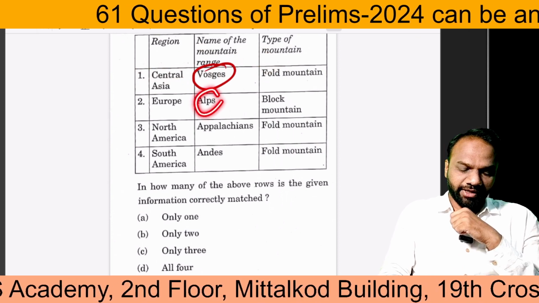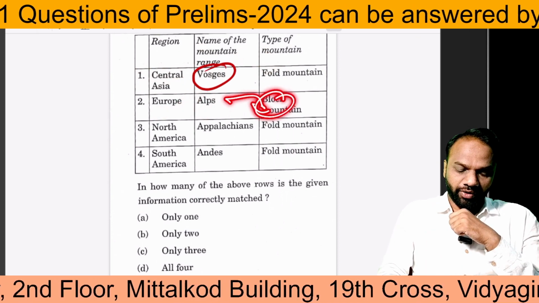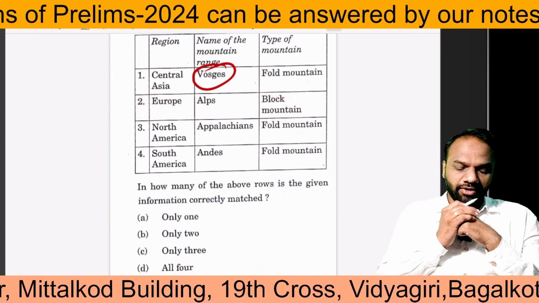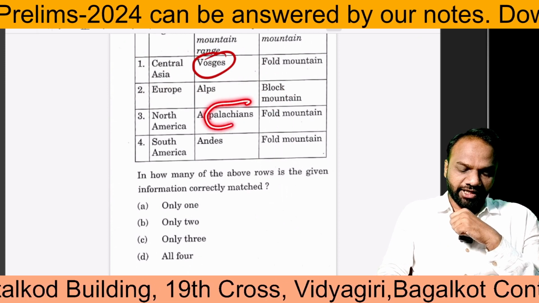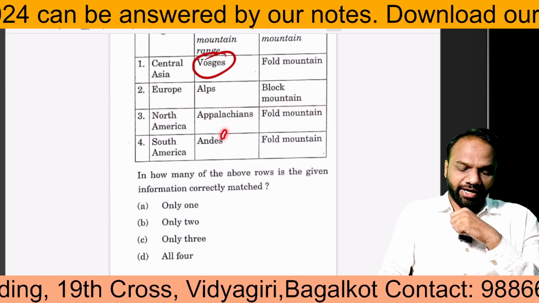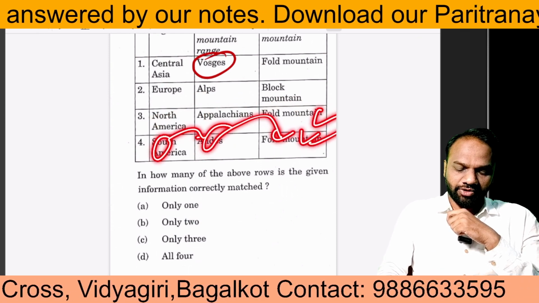Now coming to Alps, whether it is present in Europe, yes, it is present in Europe. But whether it's a block mountain, no, it's a fold mountain. Hence the second one is also wrong. Next, coming to Appalachians, yes, they are present in North America and they are fold mountains. Correct. So Andes, they are present in South America. Correct. And they are fold mountains. Yes, this is also correct.